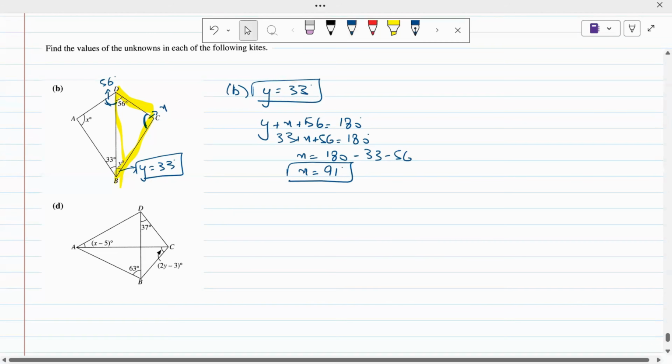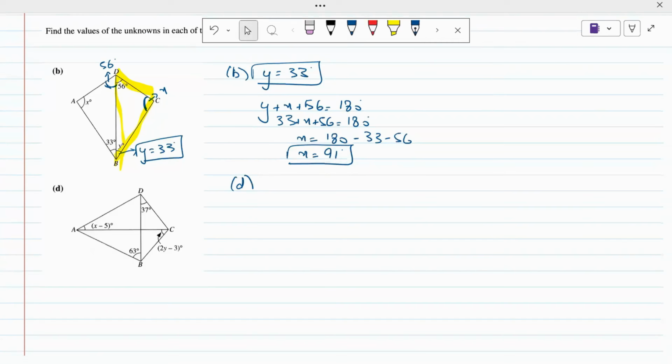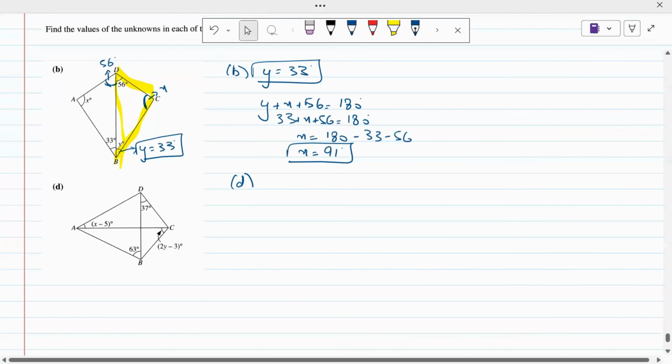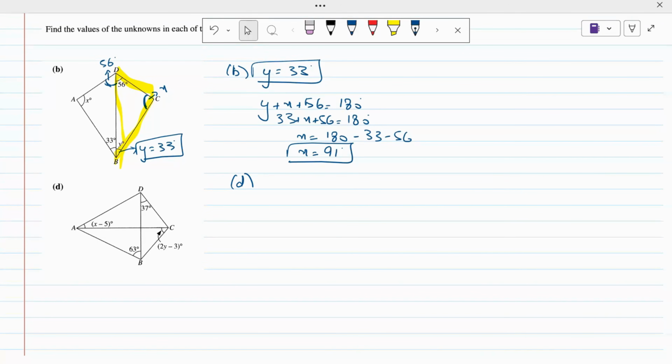This was all about part B. Part D. Now, in case of part D, we can see both the diagonals formed, the larger diagonal as well as the smaller diagonal. So for the larger diagonal, we can always consider that this larger diagonal bisects the angle across. So this angle will also be 2y minus 3 on the other side of the diagonal. And same goes for this part. This part will also be x minus 5.